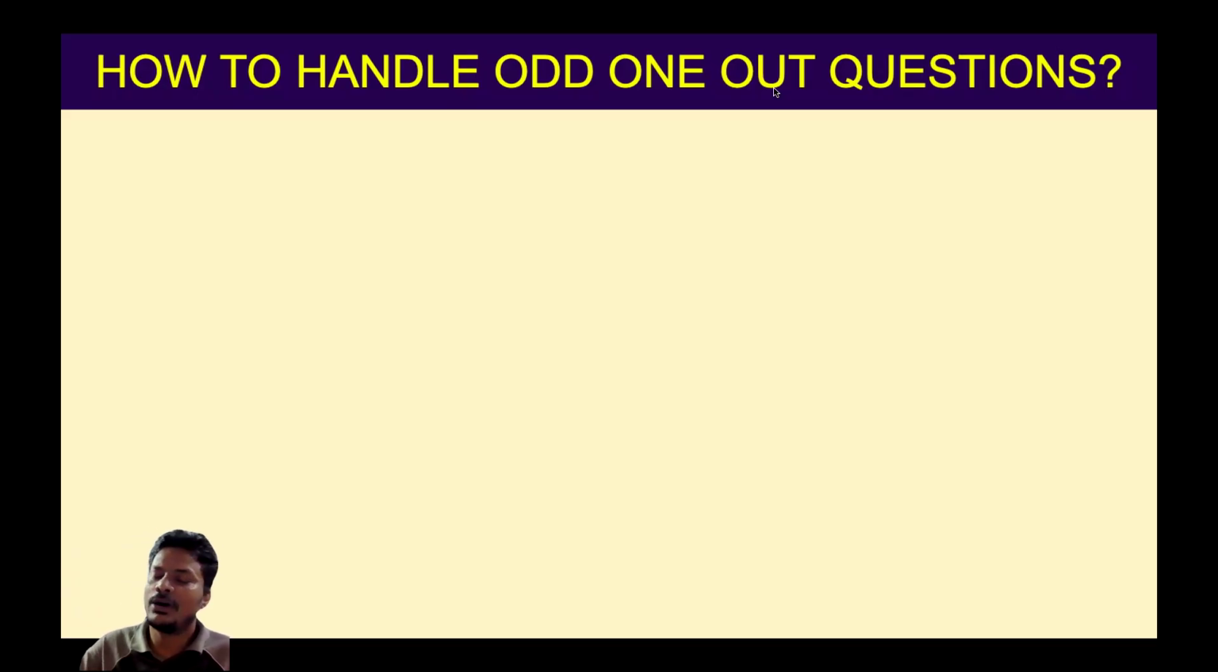In today's video, I'm going to teach you a very important verbal ability skill for CAT, that is odd one out questions. These odd one out questions look simple, but they are designed to trap a candidate unless one knows the right method or the right way.